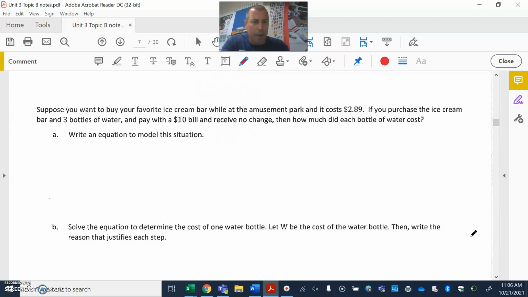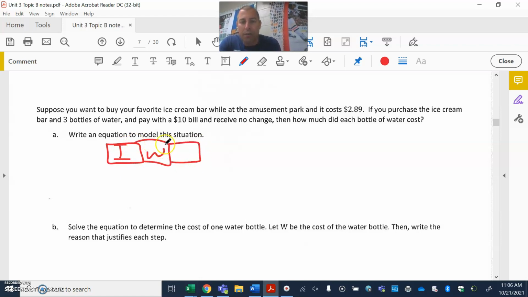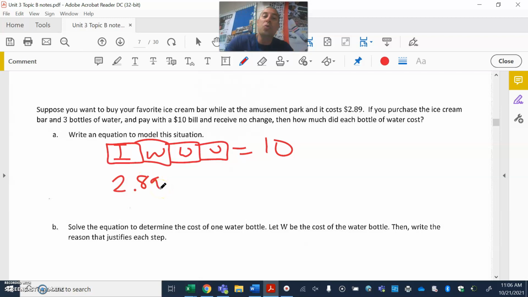Like we've been talking about, if you're visual, that's fine. Realize you've got your ice cream, and then you've got your 3 bottles of water. We do know that it costs exactly $10. We got no change back, so it was exactly 10. We do know that the ice cream is $2.89, and we've got 3 bottles of water. I don't know how much each of them cost, but if I did, I would multiply. There we go, and we've got it. And then we're solving our equation from there.